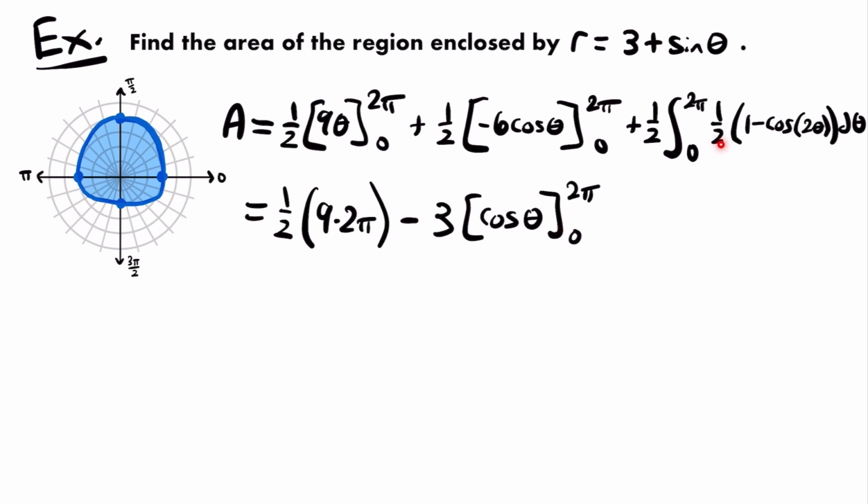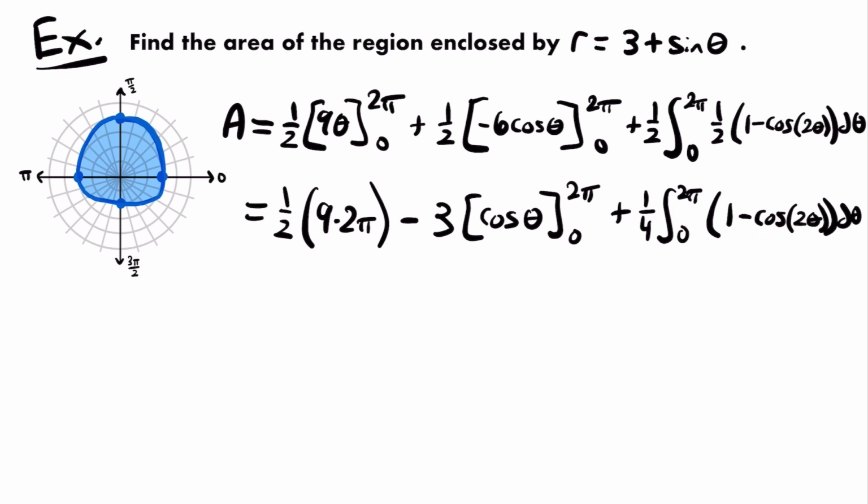But now let's continue on with this integral. We can pull this 1/2 to the outside and have 1/2 times 1/2, which is 1/4. So we'll have plus 1/4 times the integral from 0 to 2 pi of 1 minus cosine of 2 theta d theta.